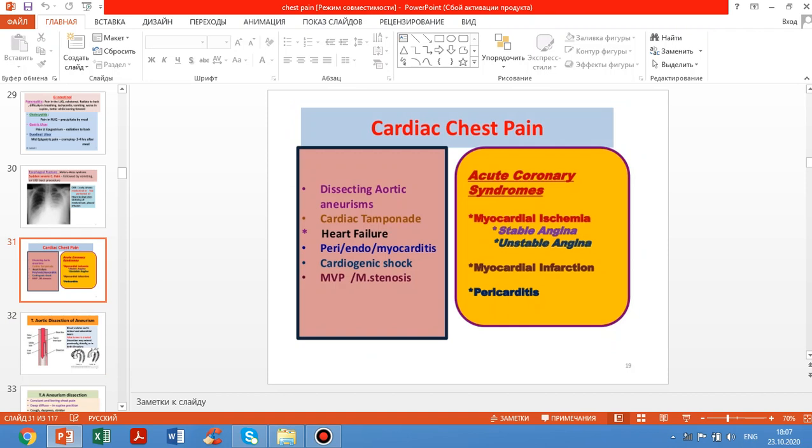Cardiac chest pain includes descending aortic aneurysm, cardiac tamponade, heart failure, perimyocarditis, cardiogenic shock, mitral valve prolapse, mitral stenosis, acute coronary syndrome like myocardial ischemia, stable angina, unstable angina, myocardial infarction, and pericarditis.